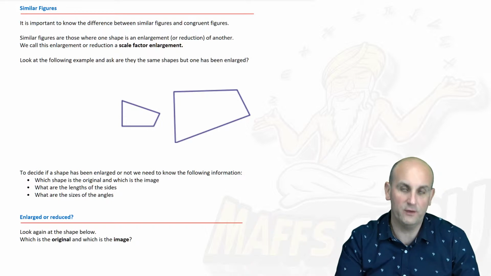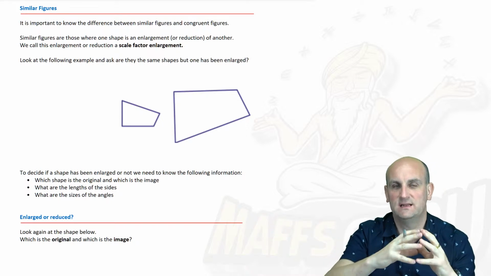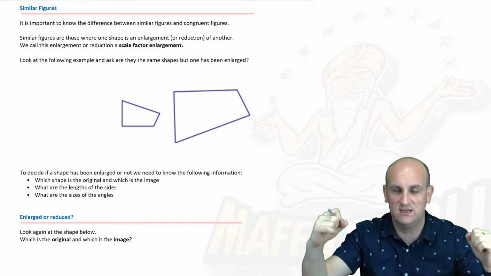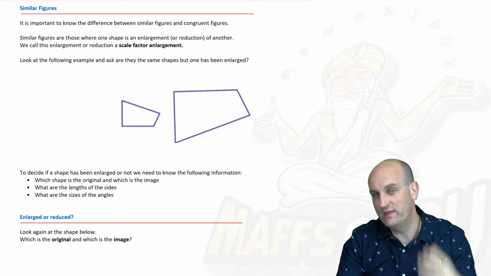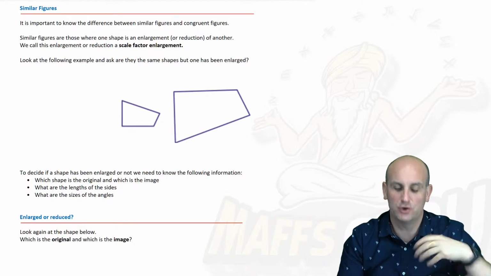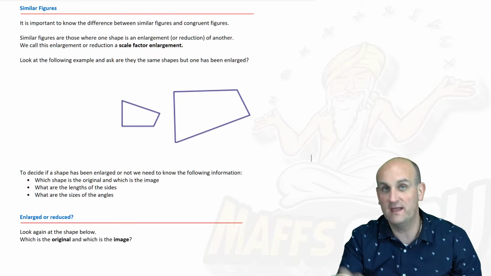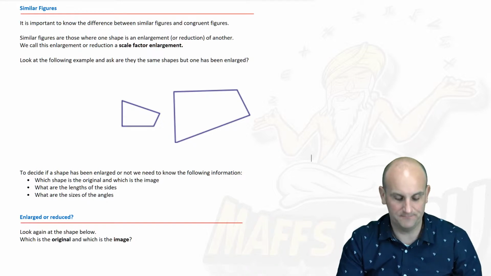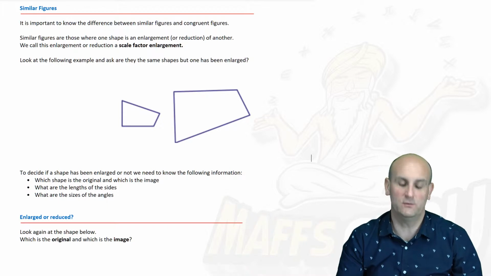So similar figures are those where one shape is basically an enlargement or reduction of the other one. It's like I've taken it and stretched it or compressed it, and they are similar figures. Again, it doesn't matter if I flip it or turn it, so long as when I look at these things I go, yep, they are definitely similar, then I will be as happy as Larry. Who is Larry? Anyway, maybe we all know a Larry.